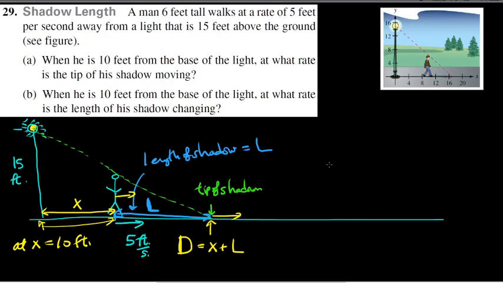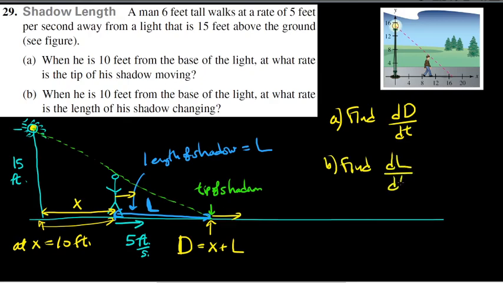Okay, so what are we trying to find here? At what rate is the tip of the shadow moving? So for part A, we want to find the rate of change of capital D. For part B, we want to find at what rate the length of the shadow is moving, so dL over dt. Those are the two questions, and they're very much related. If you know one, you know the other very quickly. So part A and part B are practically the same question.